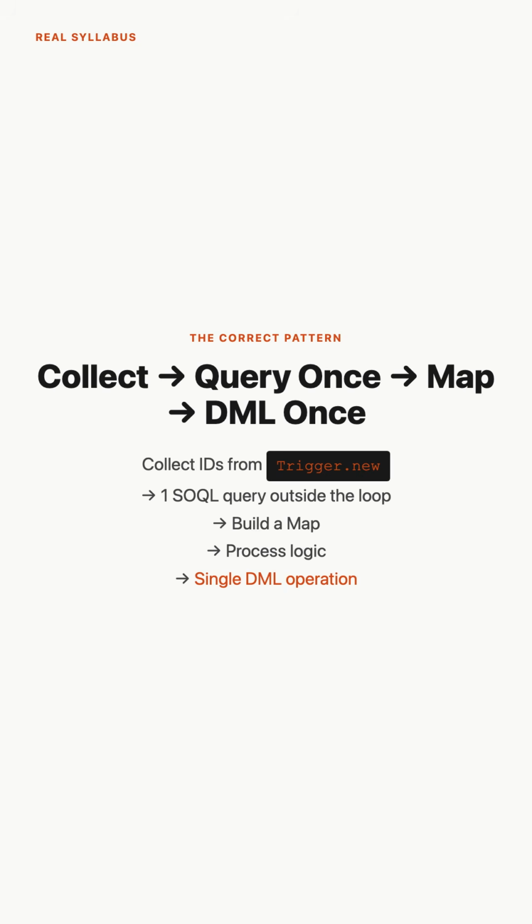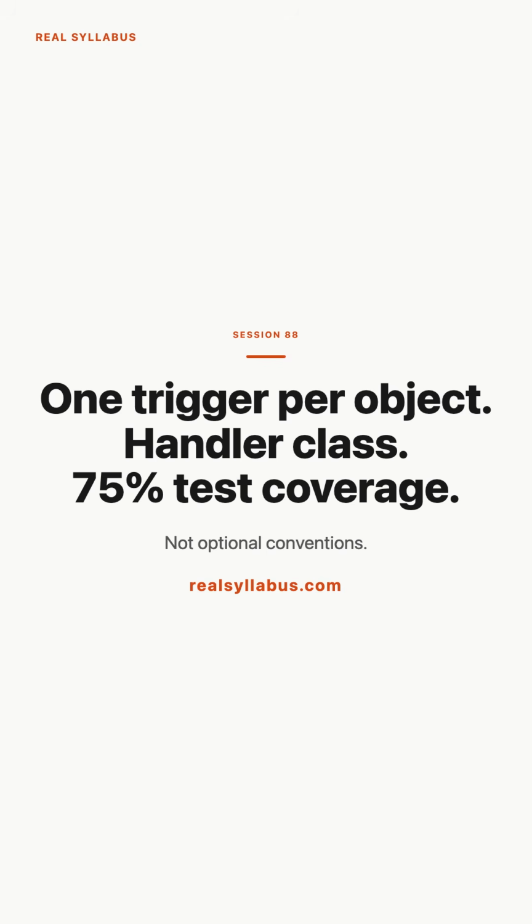1 trigger per object. Handler class pattern. Test coverage at 75% minimum for deployment. These aren't optional conventions. They're what keeps your org maintainable when the person who wrote the trigger is no longer on the team.